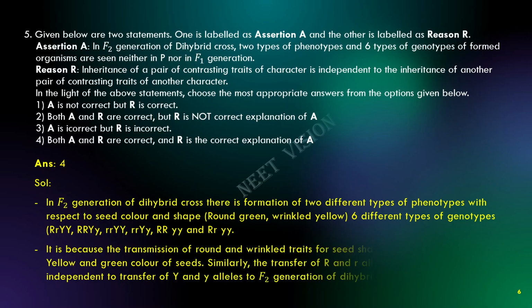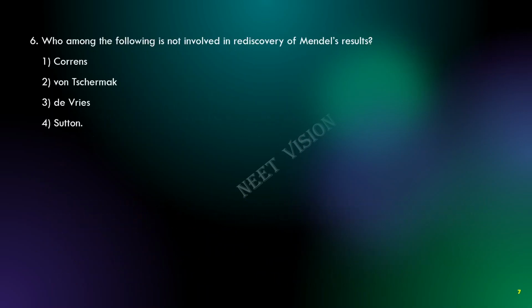Coming to the next question. Here also it is given why it is so. The reason is given: it is because the transmission of round and wrinkled traits for the seed shape is independent of the yellow and green color of seeds. Similarly, the transfer of R and r alleles for shape of seed is independent of the transfer of Y and y alleles to the F2 generation of the hybrid cross. Coming to the next question.